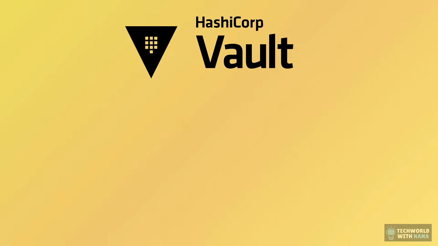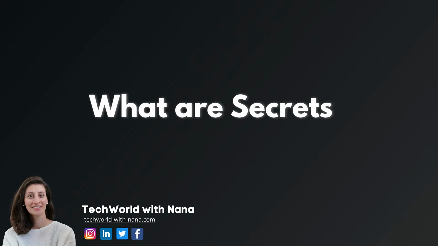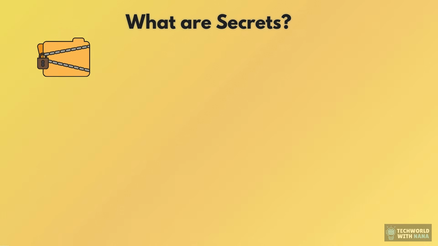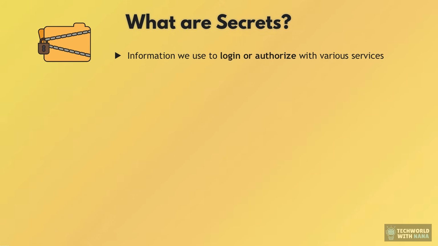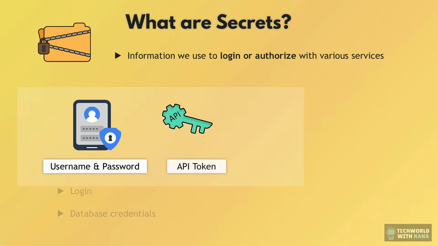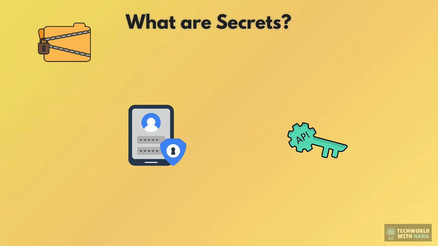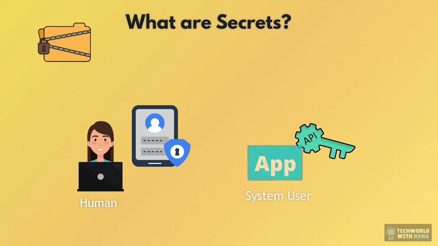Vault is essentially a secrets management tool. So the question is, what are the secrets and why do we need to manage them? Secrets are generally pieces of information that we use to log in and authorize with different services, like username and password credentials or a token to connect to an API, and so on. And there are two types of users who need those secrets to log into services: human and system users.